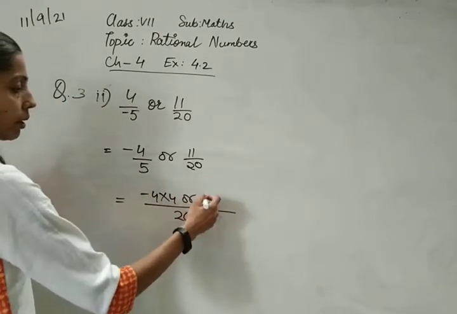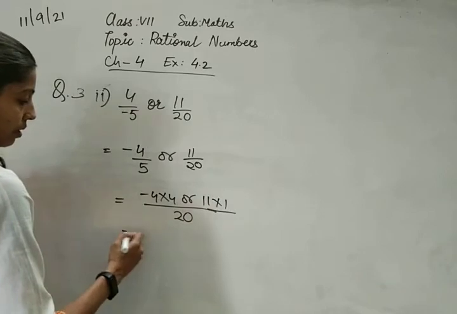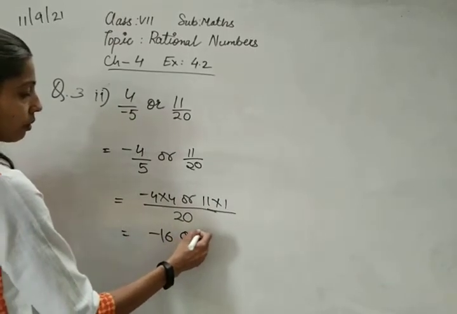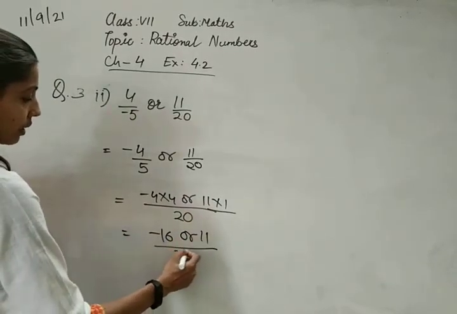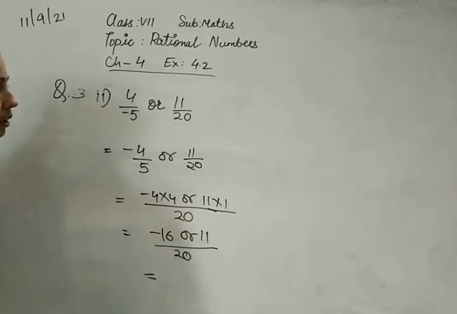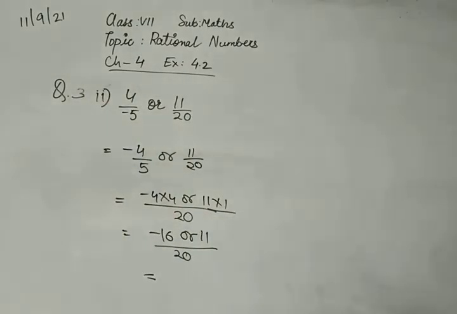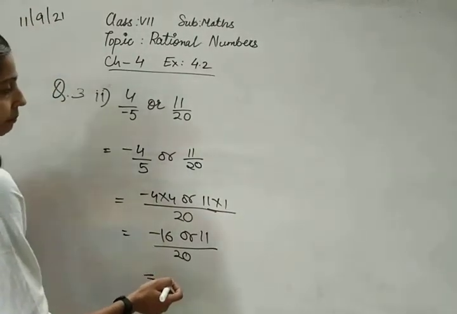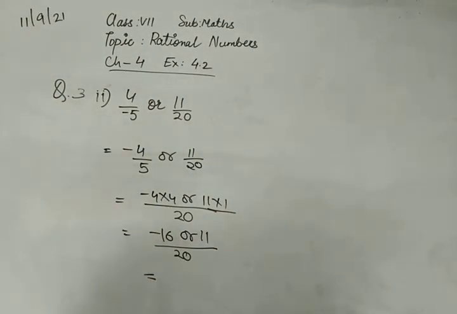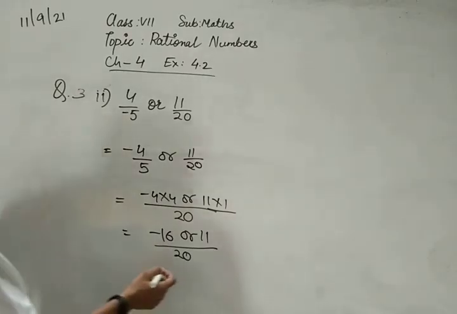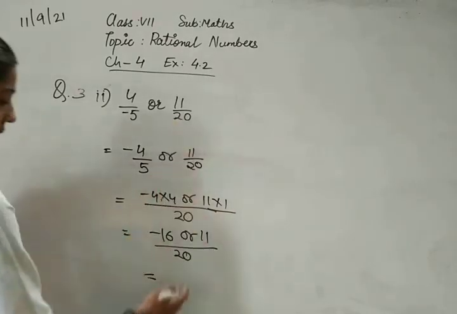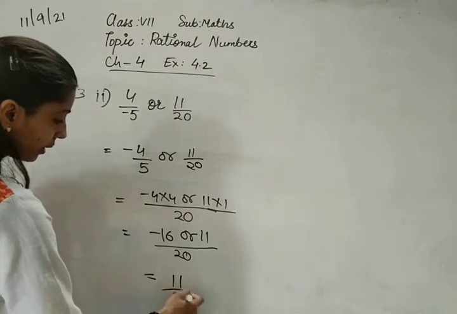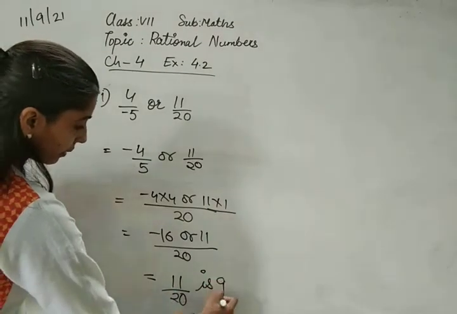Minus 16 and 11. Which one is greater? Obviously we can see the number with a minus sign is always smaller. So we can write, which one is greater? 11 by 20. 11 by 20 is greater.